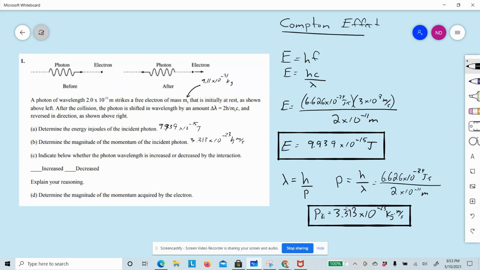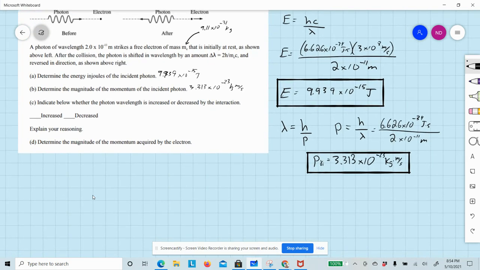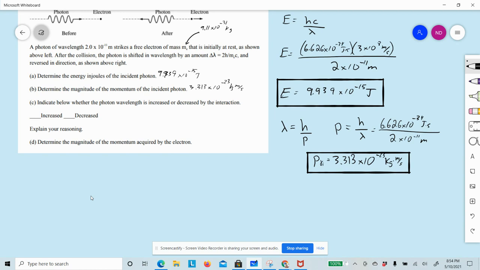Now in this collision, what's going to end up happening? Indicate whether the photon wavelength is increased or decreased by this interaction. Okay, momentum has to be conserved. Momentum will be conserved always in collisions. Big collisions, small collisions, it really doesn't matter. Momentum is going to be conserved. So if you think about this, the answer is going to be increased, but let's think about it.